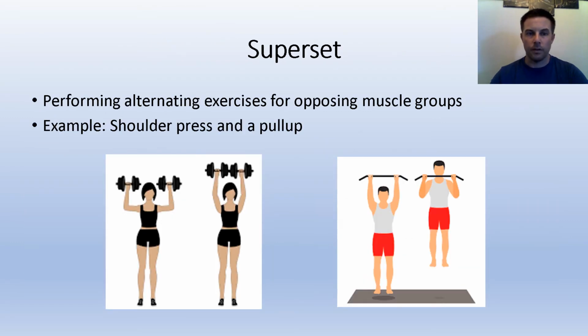A superset is performing alternating exercises for opposing muscle groups, so an agonist and antagonist. The example that I have in front of us in the pictures is a shoulder press and a pull up. So the deltoid and lats are opposing muscle groups. If you go and couple these two, the push and the pull down, that would be a superset with the antagonist and agonist muscles.